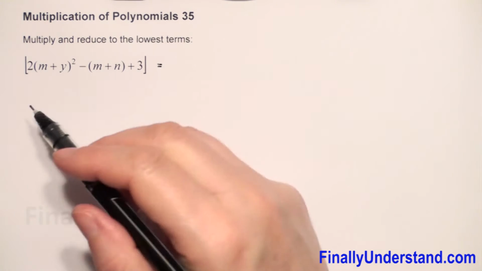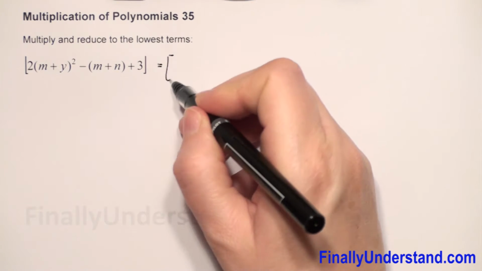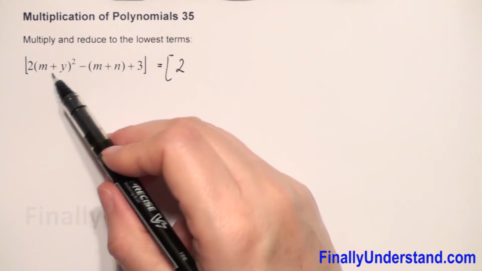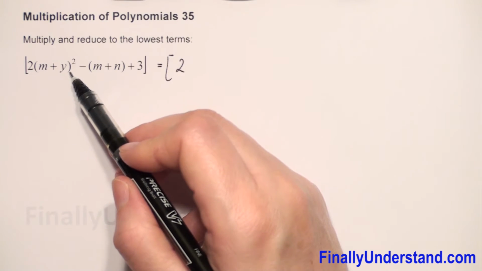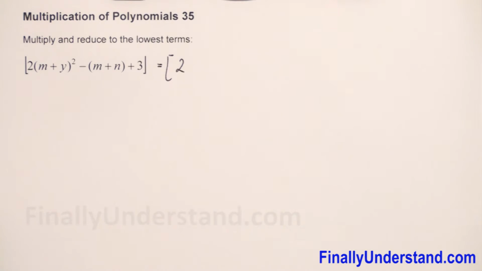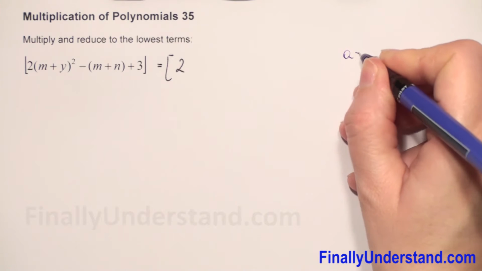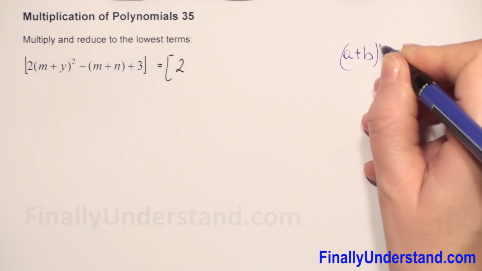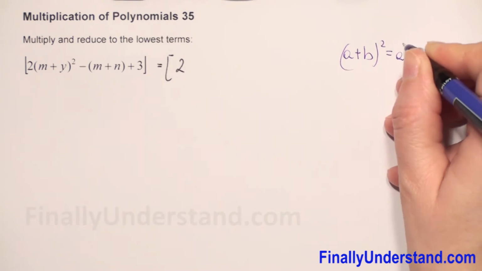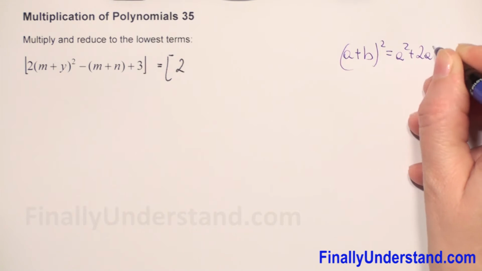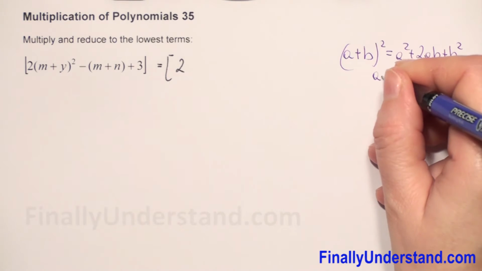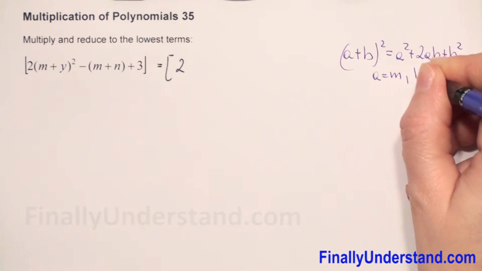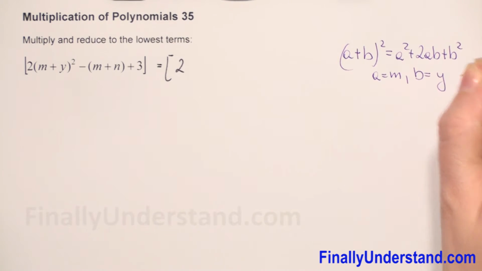So the rest we will rewrite. We have 2 and m plus y to the second power. We will use the square of a sum formula. Let me remind you this. When we have a plus b to the second power, this is equal to a square plus 2ab plus b square. In our example, a is equal to m and b is equal to y.